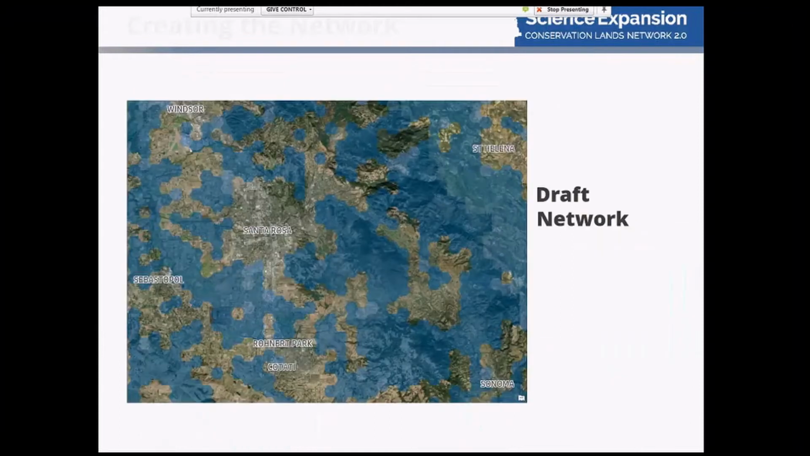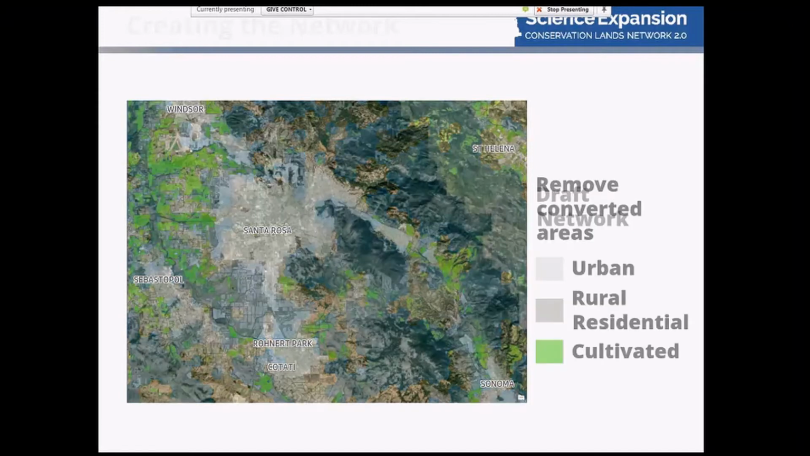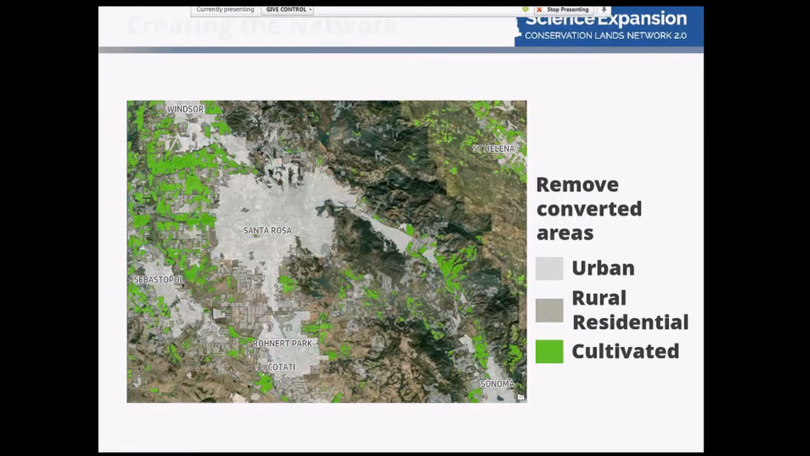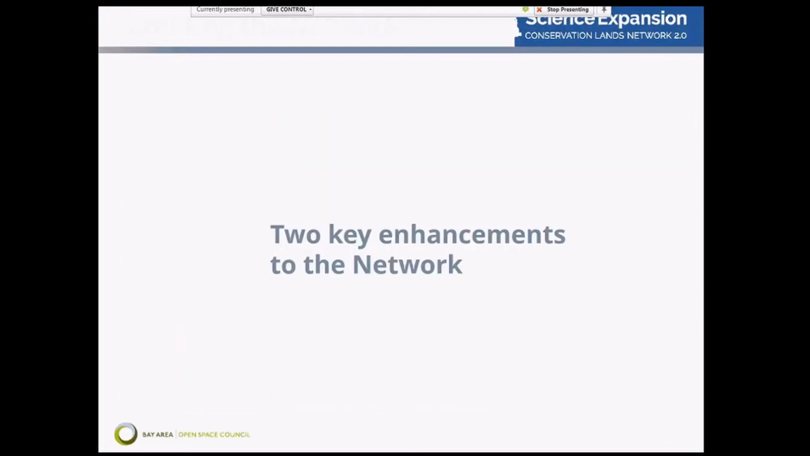We end up with our draft network of selected areas, and we have a couple of steps to refine the network. We remove conserved areas, and we added a couple of enhancements to the network. The first is adding stream valleys.